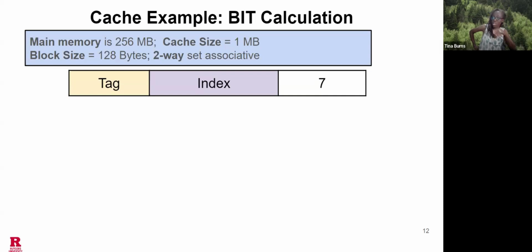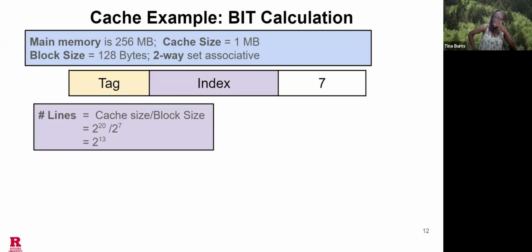I know my cache size, so I have the total size of the cache. I also know my block size. And I know that it's two-way set associative. Based on that information, I can determine how many sets I'm going to need. I have the information right there to tell me. So the first thing I'm going to do is figure out how many lines are here.